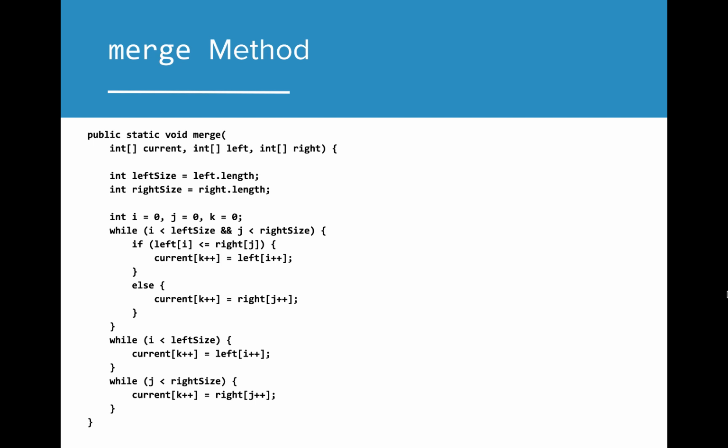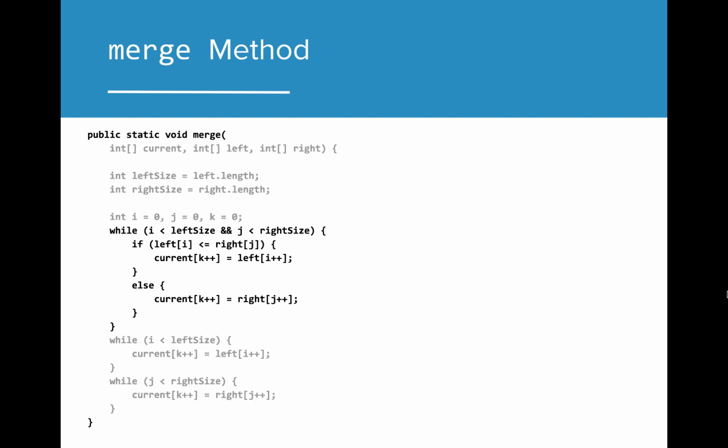The merge method takes our current array as well as the left and right arrays as input. It will then go through the two arrays to merge them. Notice that it doesn't return anything. This is because the actual array object is passed to the method and updated. Changes can then be read in other methods.